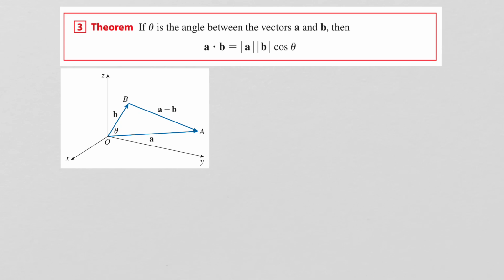I'm not going to prove this theorem. You could always look at the proof in a textbook, but basically this comes from the law of cosines. So if you remember the law of cosines, you can prove this by using that law.